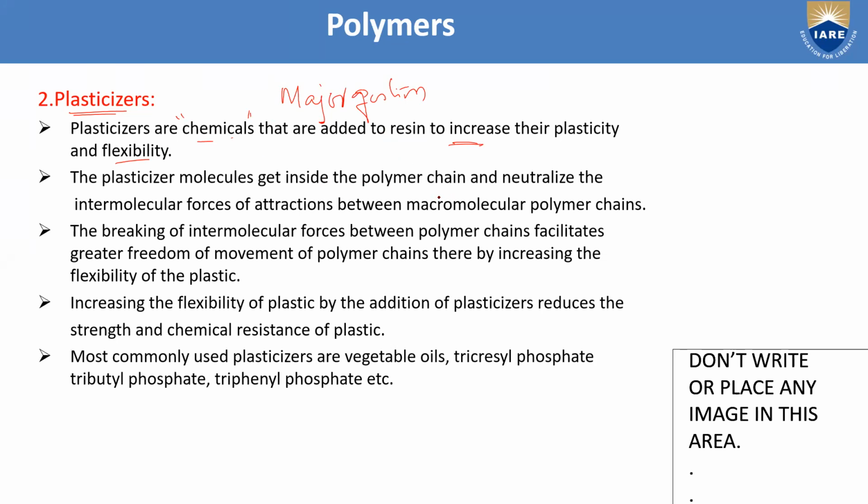Inside the polymer chain, these plasticizer molecules get between the chains and neutralize the intermolecular forces, the forces of attraction between the macromolecular polymer chains. This helps to break the intermolecular forces between the polymer chains and facilitates greater freedom of movement of polymer chains, thereby increasing the flexibility of the plastic.